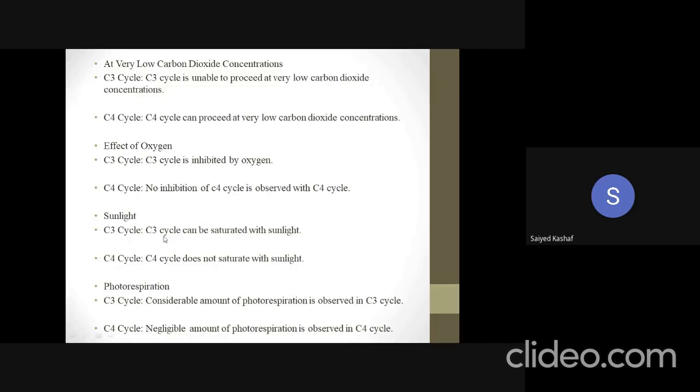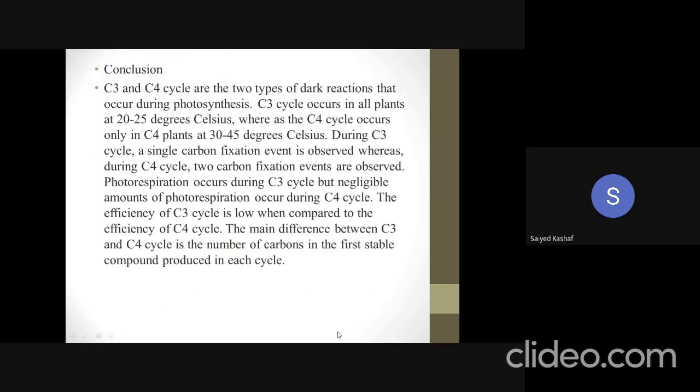Now the sunlight. The C3 cycle can be saturated with sunlight, and the C4 cycle does not saturate with sunlight. A considerable amount of photorespiration is observed in the C3 cycle, whereas a negligible amount is observed in the C4 cycle. So the conclusive part: C3 and C4 are the two types of dark reaction that occur during photosynthesis. The C3 cycle occurs in all plants at 20 to 25 degrees Celsius, whereas the C4 cycle occurs only in C4 plants at 30 to 45 degrees Celsius.